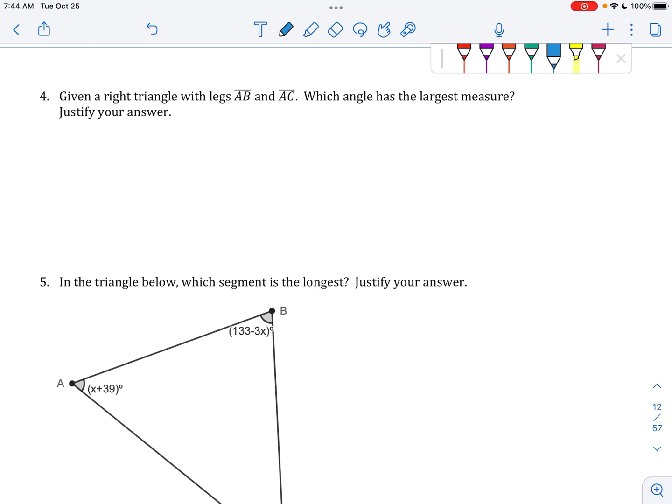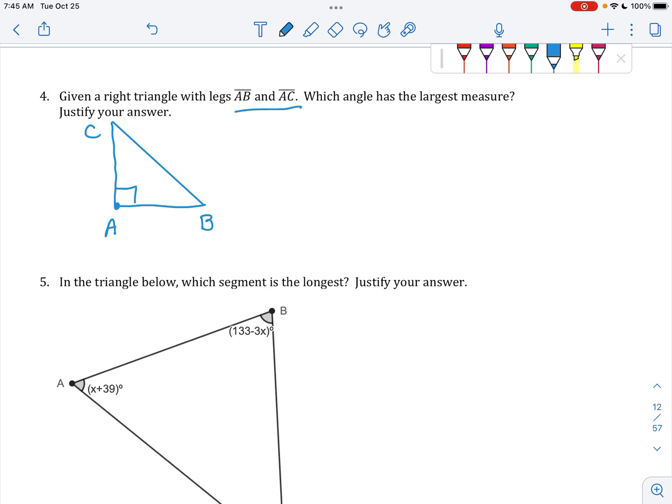So this says, given a right triangle with these two legs, I'm going to notice that this right angle has to be at A, because my two legs are the two sides that make the right angle. So this has to be AB and AC, right? Those two segments. And so then I see my hypotenuse would be the third side, CB.